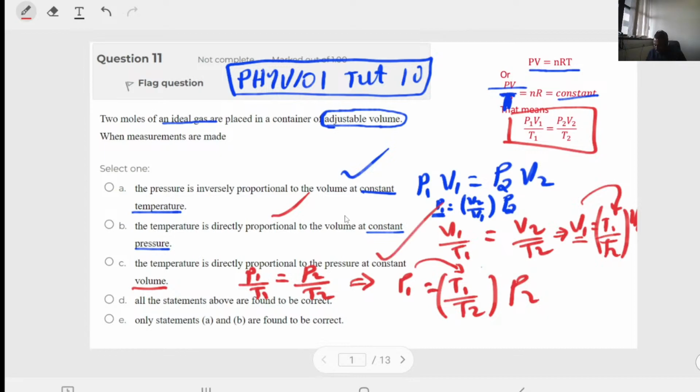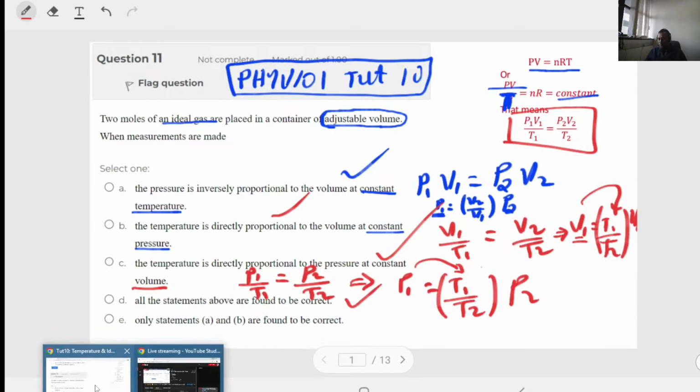This clearly indicates that the three expressions are true. The temperature is directly proportional to the pressure at constant volume, that's correct. The temperature is directly proportional to the volume at constant pressure, that's also correct. The pressure is inversely proportional to the volume at constant temperature. You have to be careful over here. What is constant? Here it is the temperature, therefore pressure is inversely proportional to the volume. You could easily see that. Therefore, for me, all of these expressions are correct.